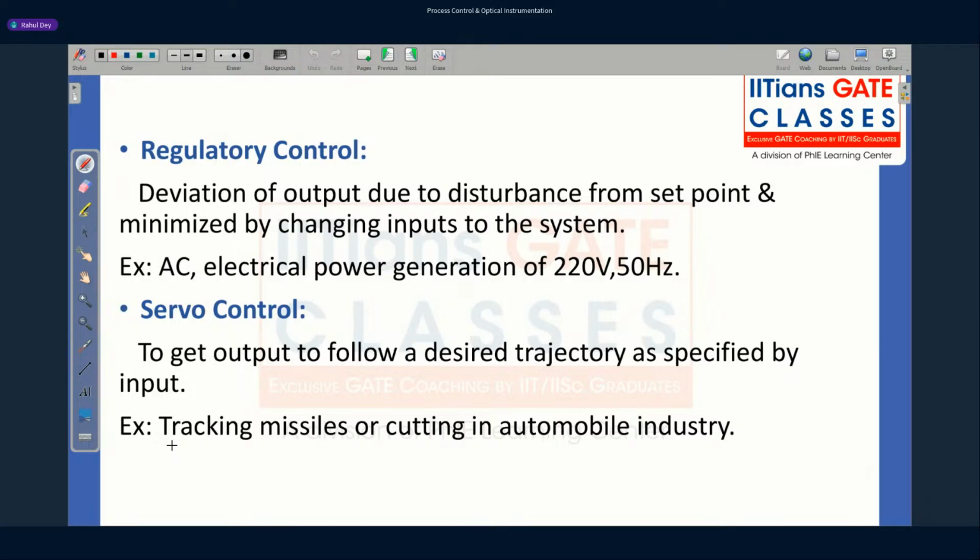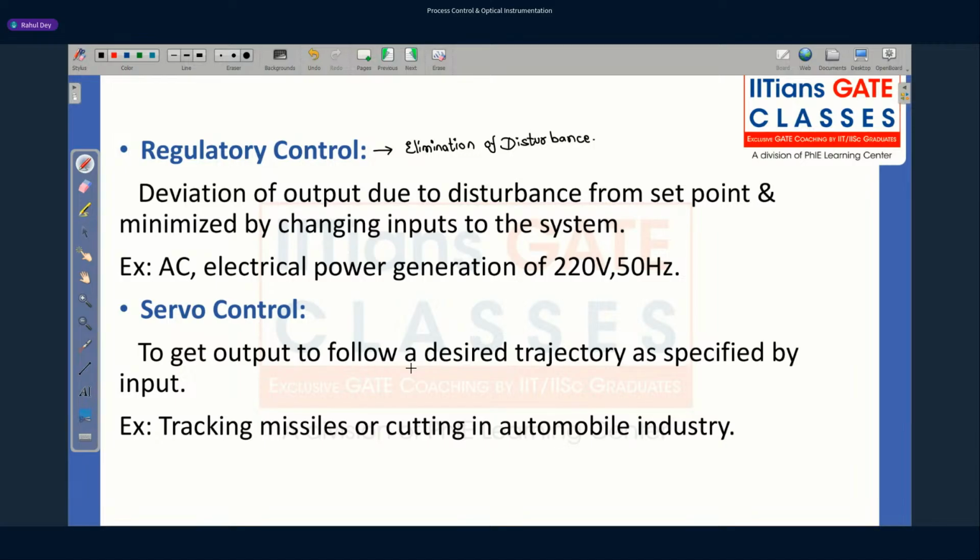So one of them is regulatory control, another is servo control. So what do we mean by regulatory control? In regulatory control, my main aim is elimination of disturbance. That means I need to eliminate whatever external disturbance is affecting my system. I need to eliminate that.